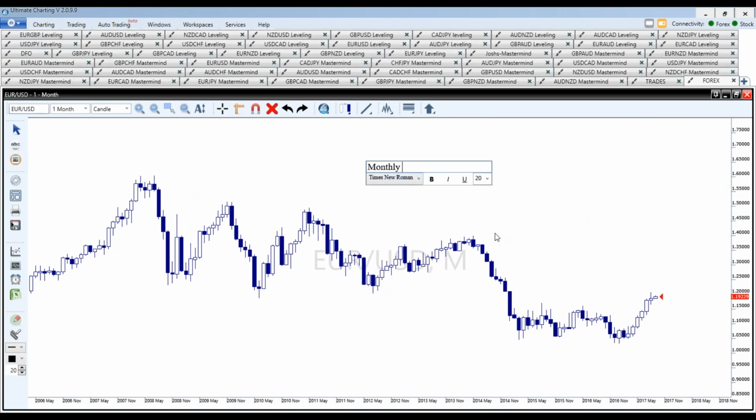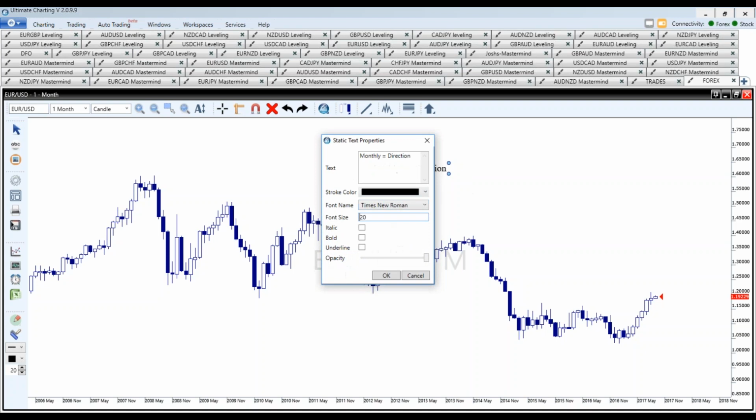Monthly equals what? Monthly equals, David nailed it, Tabitha nailed it, Beth nailed it, Sam nailed it, Matt's nailed it. Right. It's monthly equals direction. We are assigning the ownership of the monthly time frame to give us direction.